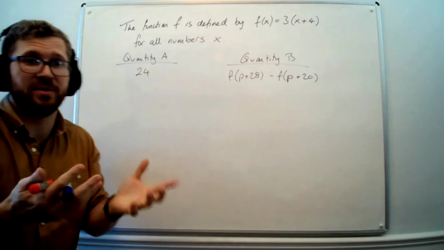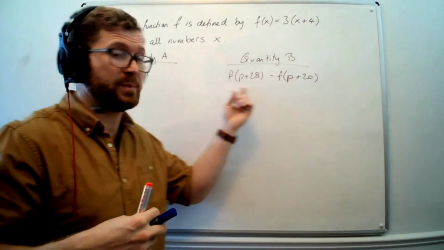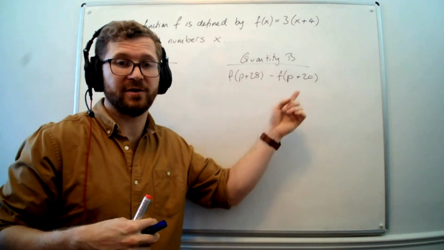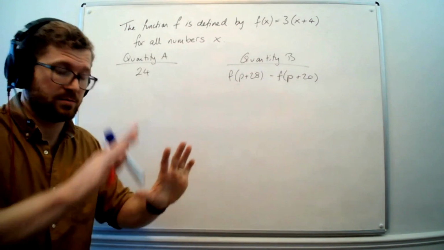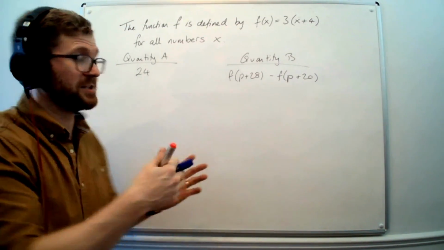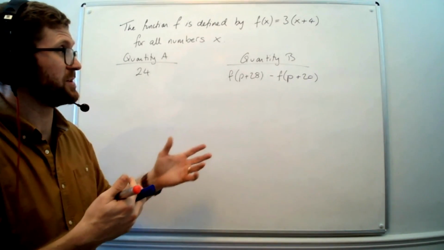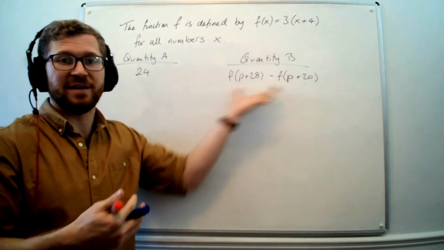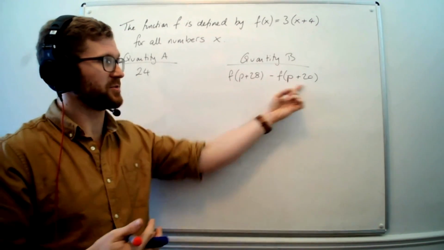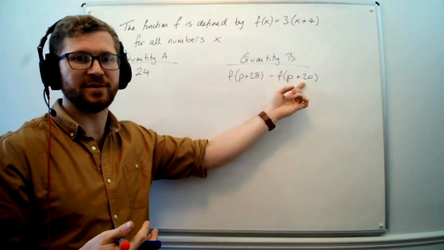Quantity A, I don't have to do anything with, it's just a number. Quantity B, on the other hand, is a big step up from the last question. This doesn't look very nice, but as I said at the introduction, part of this video is all about getting over that intimidation factor. Let's just break this down and see where this question goes. This is eventually going to turn into some number that I can compare against 24. So let's split this up because I've got two sets of inputs into my function here.